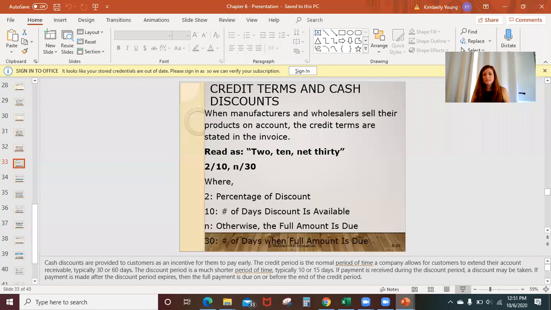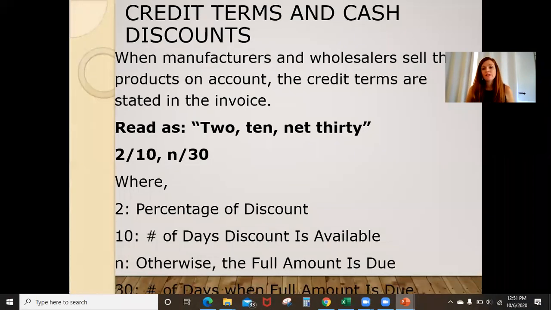I am going to go ahead and share my screen, and we are going to talk about the rest of our chapter 6 information here. We've talked about how the merchandising income statement looks very different than a service company's income statement. And we've talked about perpetual inventory and periodic inventory and how those are different with several different journal entries. So make sure if you haven't watched those videos, lecture 1 and 2, that you go back and watch those.